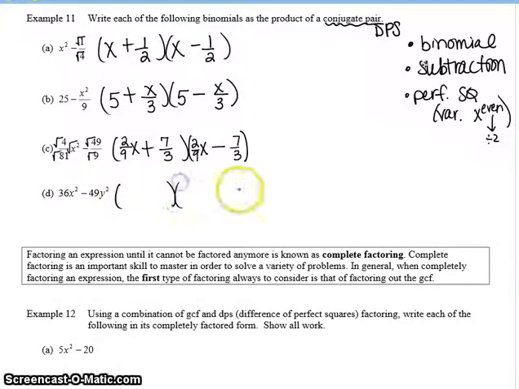Okay, so last one here, part D. 1 plus, 1 minus. So square root of 36 is 6. Square root of x squared is x. So I get 6 x's in the front. Square root of 49 is 7. Square root of y squared is y. So 6x plus 7y, 6x minus 7y.